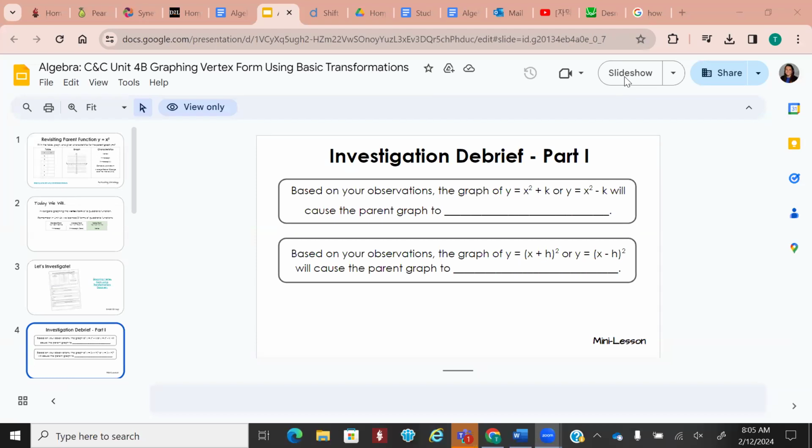So we're going to put a pause. Okay, thank you. So based on your observations of the graph, y equals x squared plus k, or y equals x squared minus k, what will cause the graph to do what? This is going to move up or move down. Based on your observations, the graph of y equals x plus h squared, or x minus h squared, will cause the graph to move left or right.